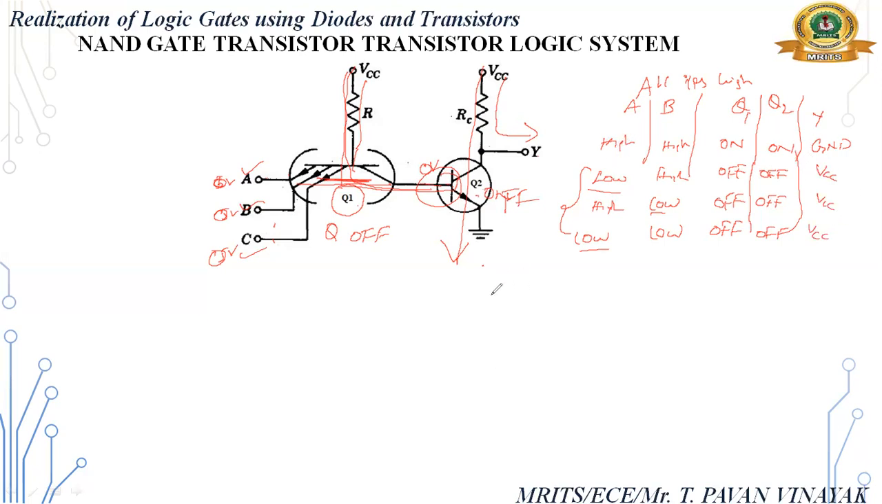Let us see the truth table. A, B and Y. 0, 0: output is 1. 0, 1: output is 1. 1, 0: output is 1. 1, 1: output is 0. So this is the NAND gate.